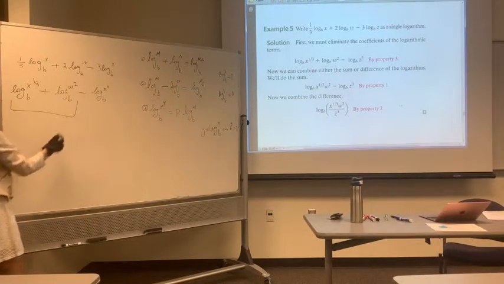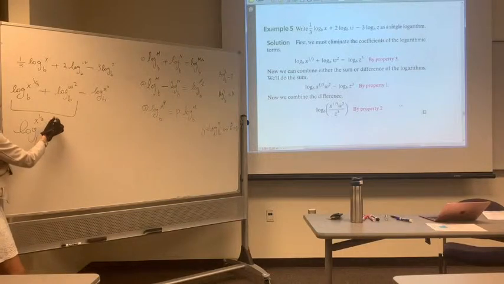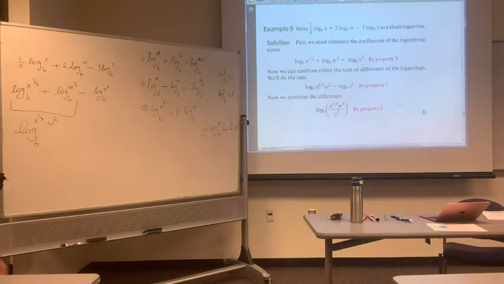So the first two is addition, right? So m will be multiplied to n. So we have a log with base b multiplying x power 1 over 3 to w power 2.